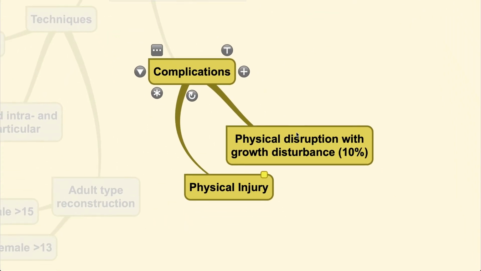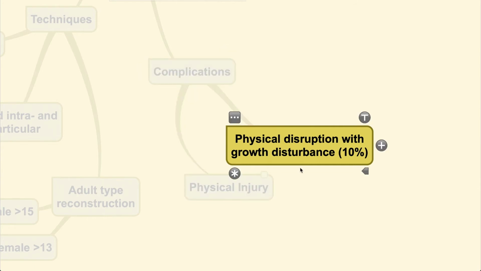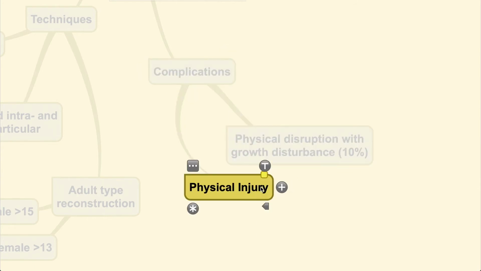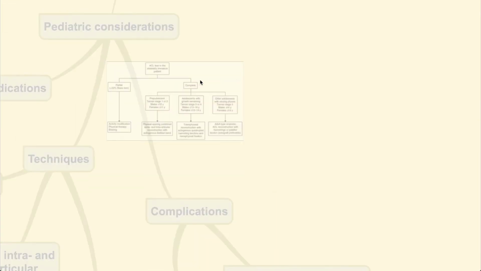Next would be talking about the complications. You can see that there will be some consequences when you're doing an ACL reconstruction on the pediatric population, which include physeal disturbance with the growth and physeal injury to the growth plate itself.